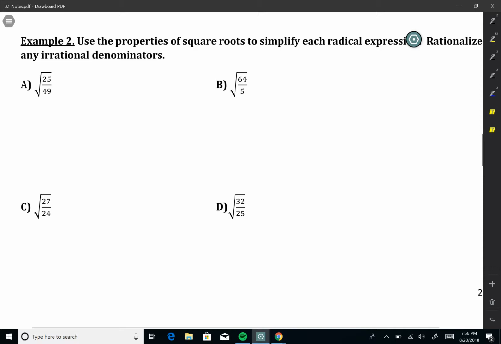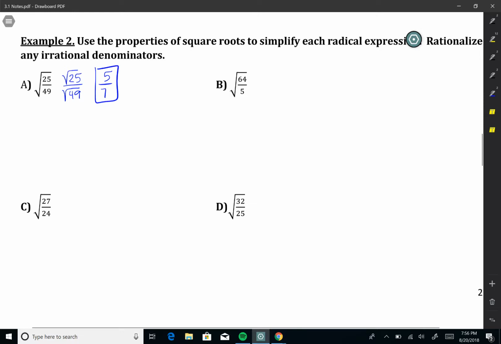All right, letter A, the square root of 25 over 49. First thing you want to do is see if you can reduce that fraction, 25 over 49. Unfortunately, you can't. There are no common factors. So you split up the radicals. So rad 25 over rad 49. Now this is a very beautiful one because the square root of 25 is 5 and the square root of 49 is 7. So this is just a fraction, 5/7. No radicals left over because those are both perfect squares.